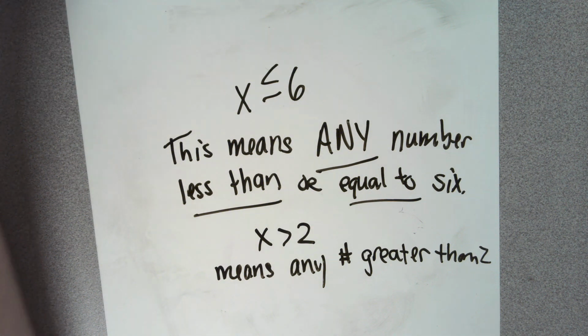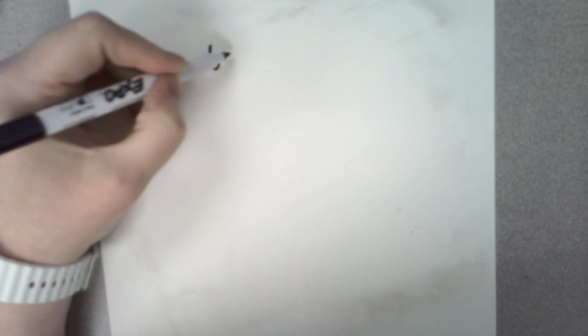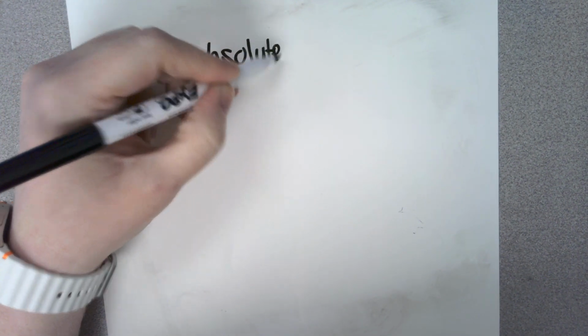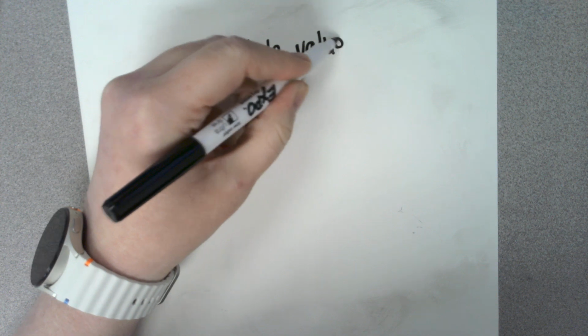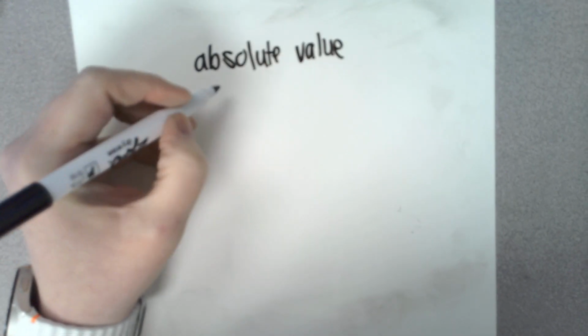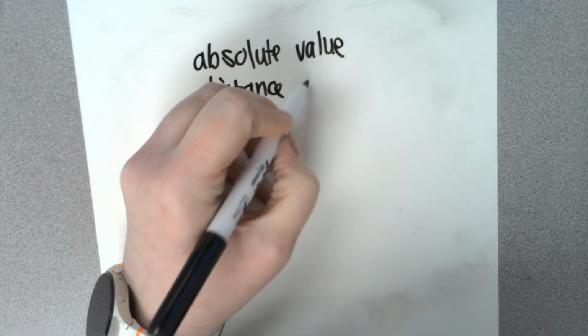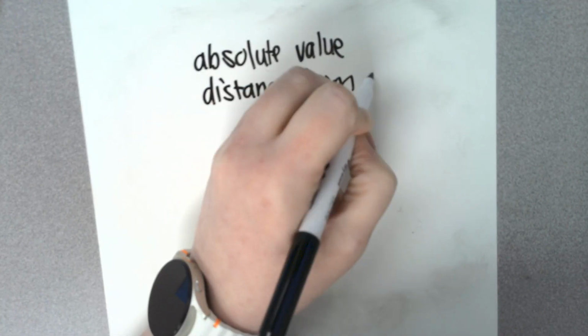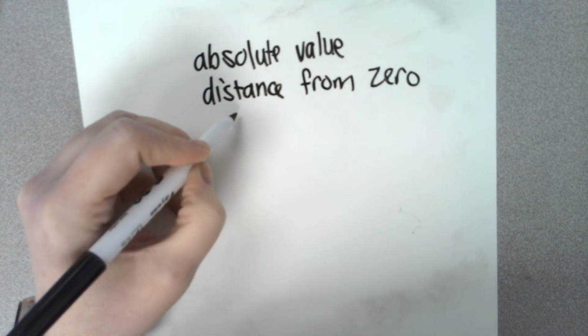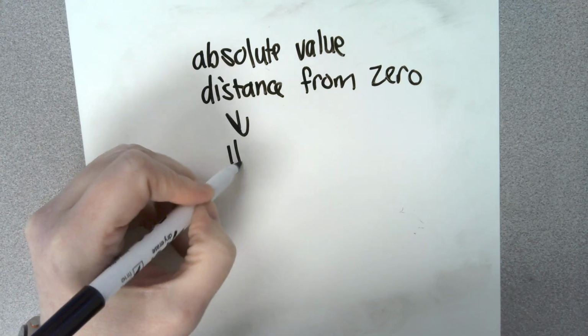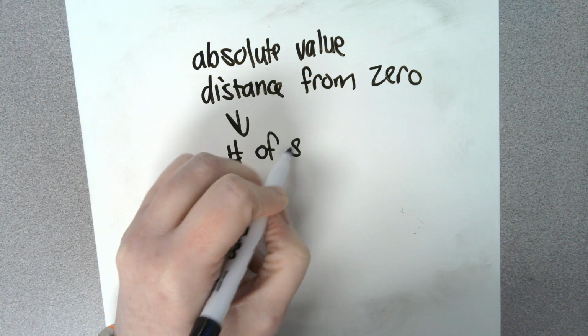Okay? Well, that's how you deal with that. So now, let's say you're dealing with an absolute value. An absolute value is the distance from 0. Or you could say number of spaces.